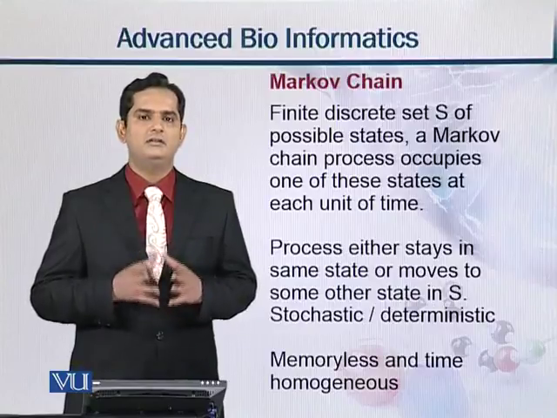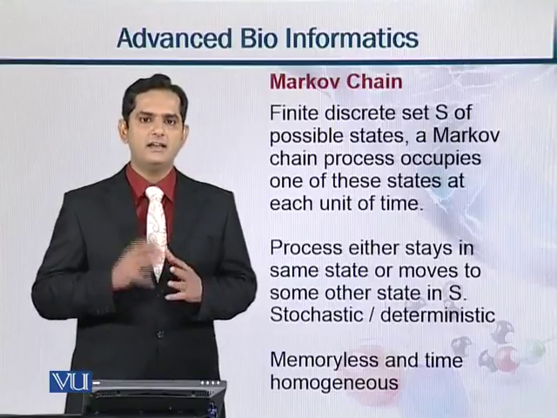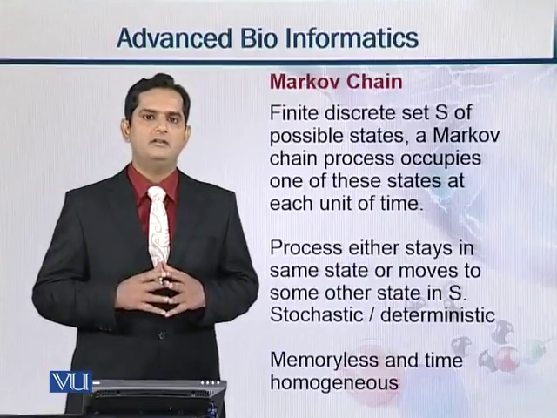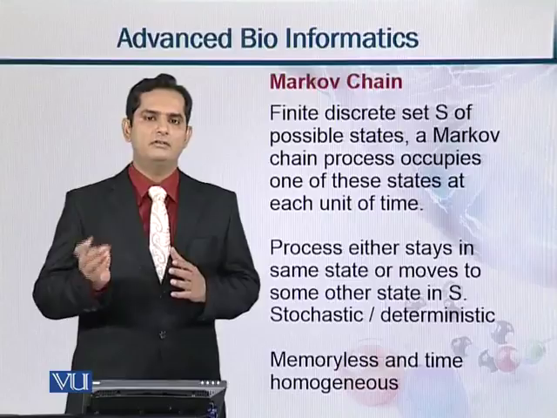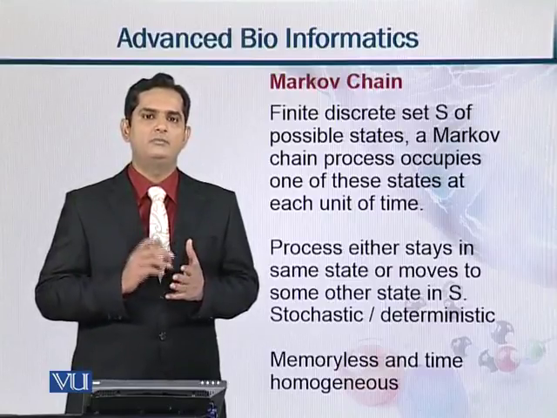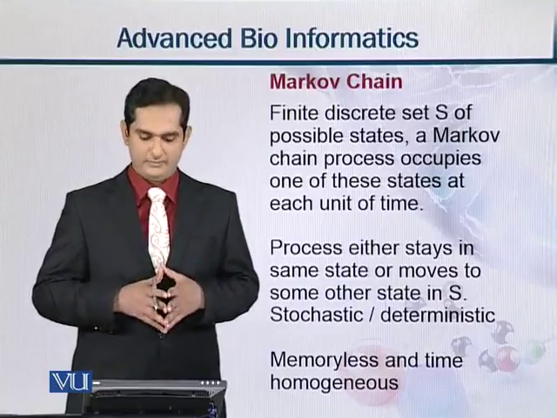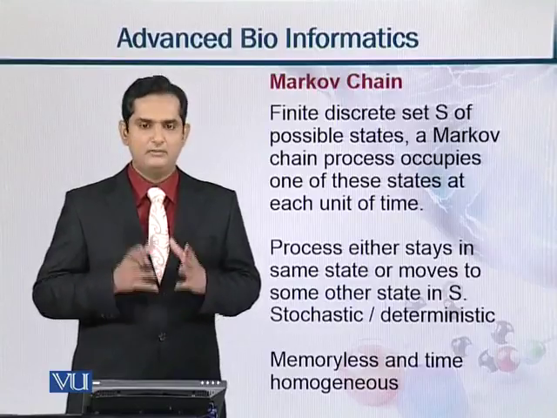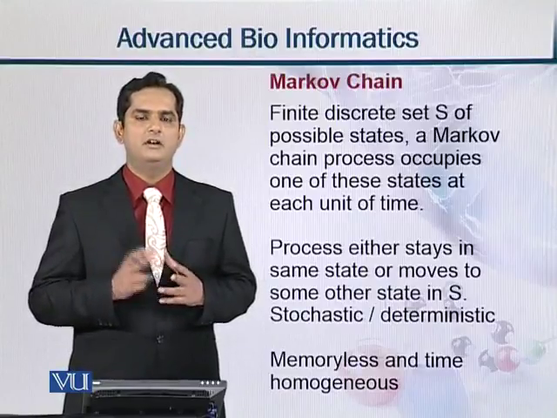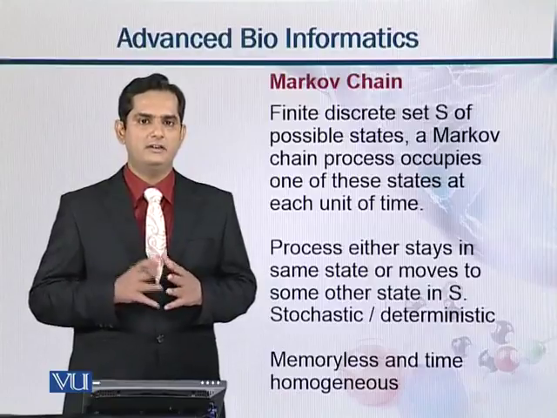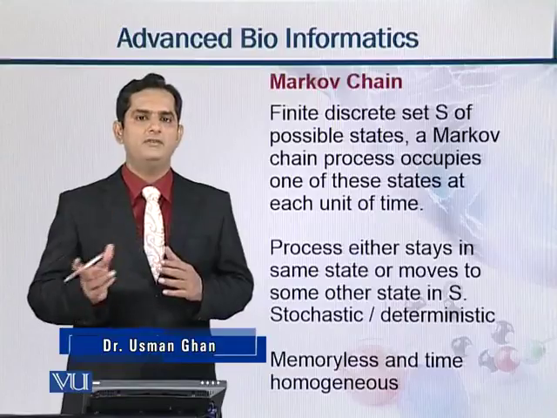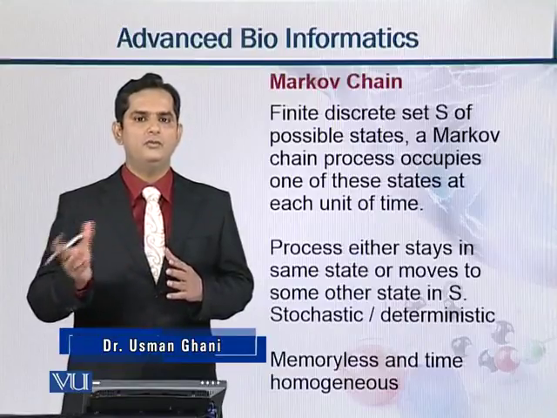For a Markov chain, number one, we should have a set S which consists of a finite set of states. The Markov chain then helps with state transition, which means that we move from one state to another state. This movement is stochastic, or non-deterministic, or probabilistic. Stochastic or probabilistic means that its values are not discrete values; they are in the range of 0 to 1.